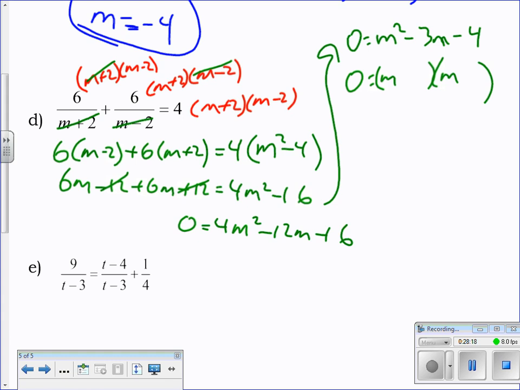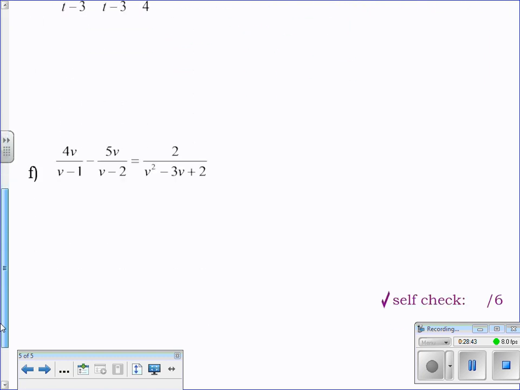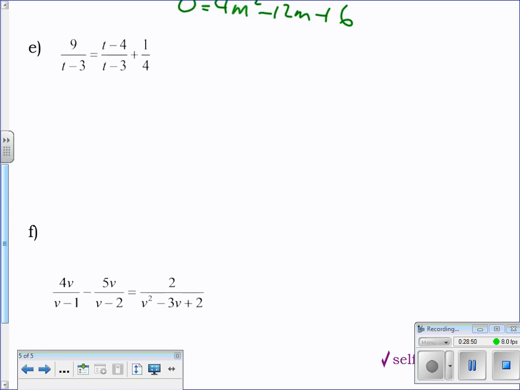Two numbers that multiply to give me -4 that add to give me -3. Minus 4 plus 1. So m equals 4, m equals -1. Can m be 4? Can m be -1? Yeah, so both of these are good. Move this one out of the way temporarily. So, same thing on the next one.